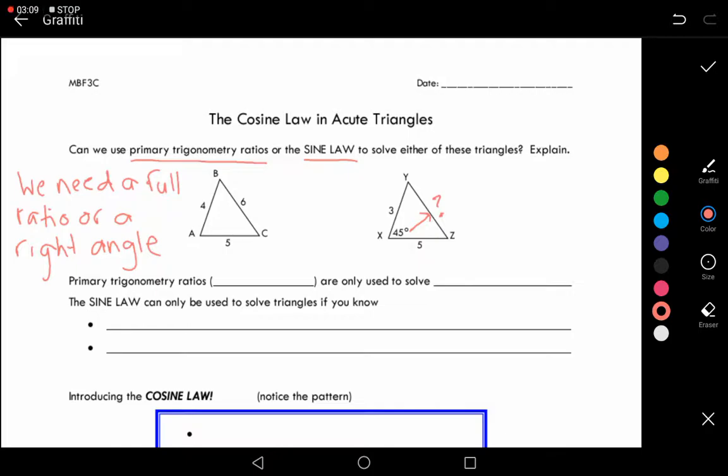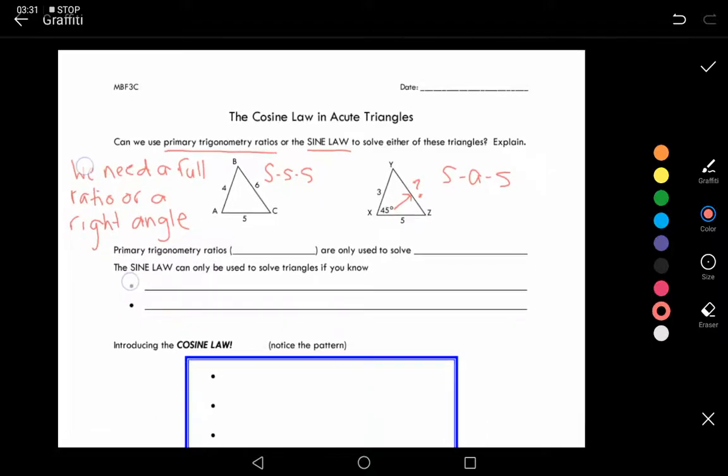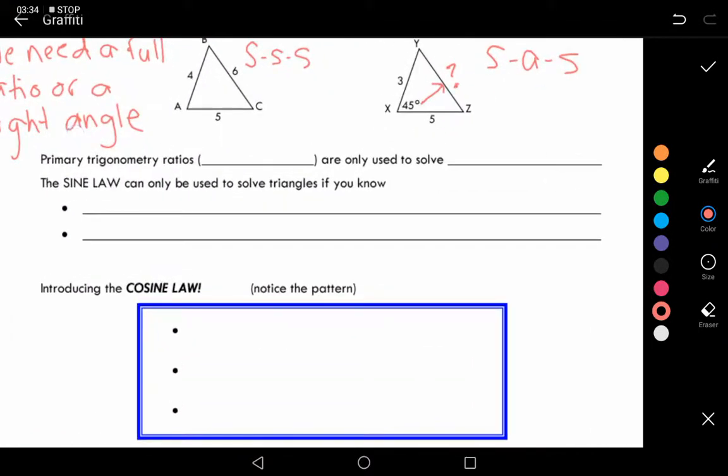So what I wrote on the left-hand side here applies to both of these situations. In this situation, we have side, side, side. In this situation here, we have side, angle, side. In neither of those situations are we able to use the trig ratios or the sine law. All right, so just as a quick summary here: the primary trig ratios, which is SOHCAHTOA, are only used to solve right triangles.